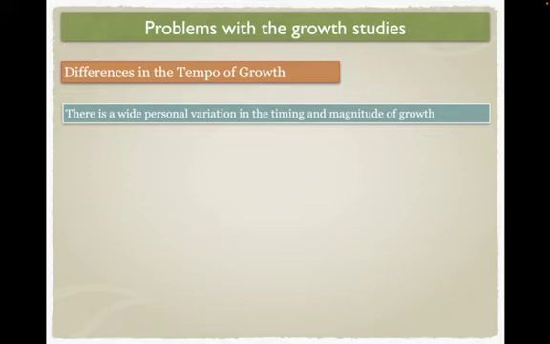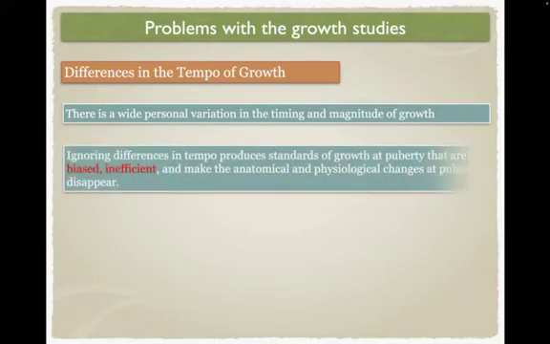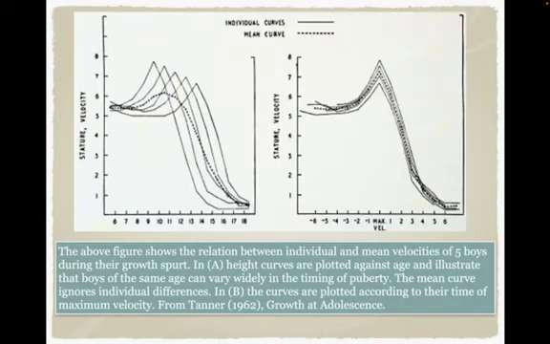We mentioned before that growth is variable between different individuals. So different individuals grow with different timing and different magnitude. For that reason, there is a difference in the tempo of growth. So if you ignore this fact and look at the results of growth studies, the results will be biased and insufficient. How is that?